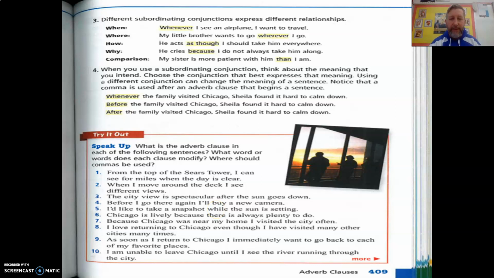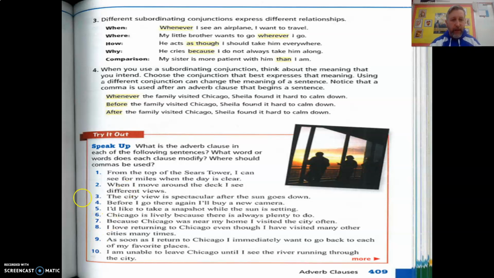Number 5, you should have come up with the subordinate conjunction while. "While the sun is setting" is going to be the adverb clause, and it modifies take. So remember, if you have a noun as one of the words it modifies, an adverb clause cannot modify a noun. That's an adjective clause. An adverb clause can only modify a verb, an adverb, or an adjective.